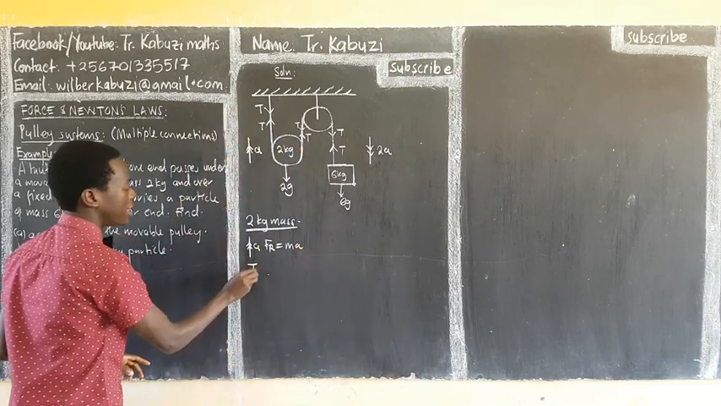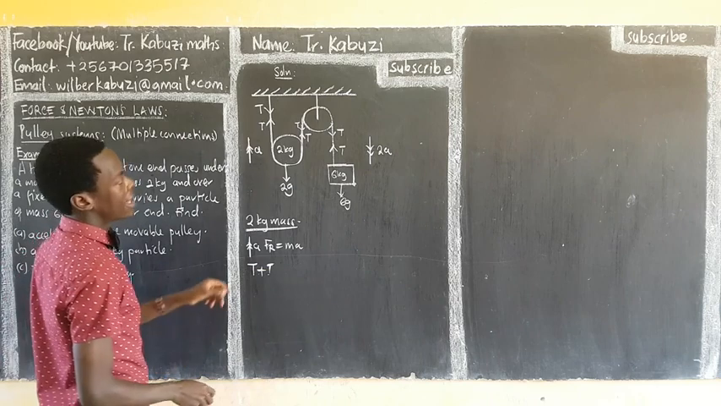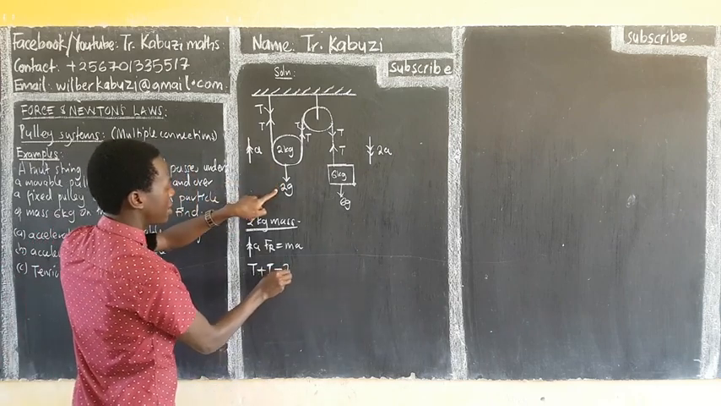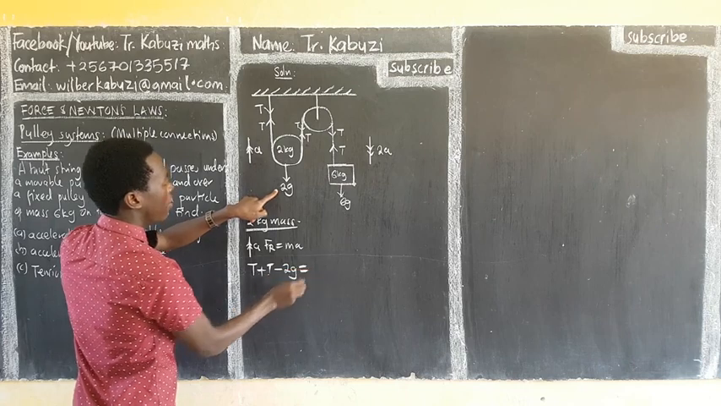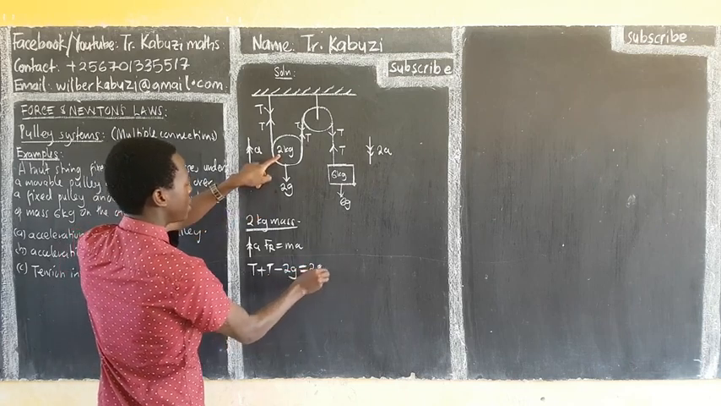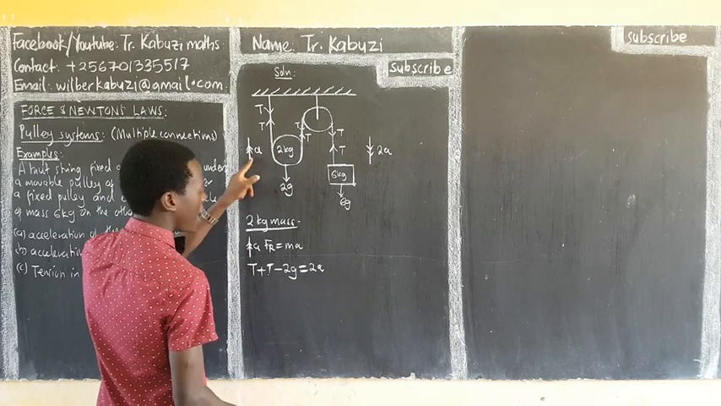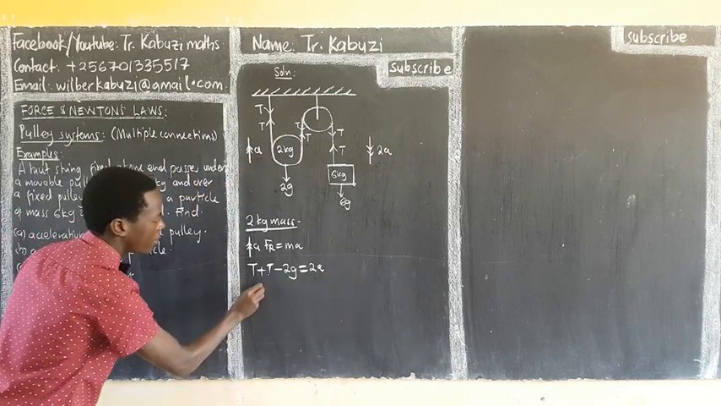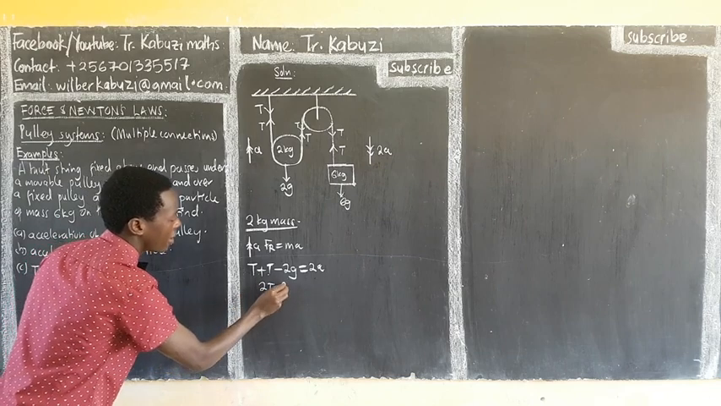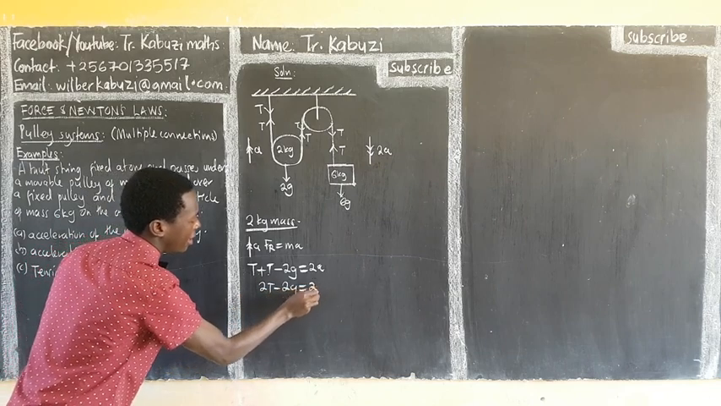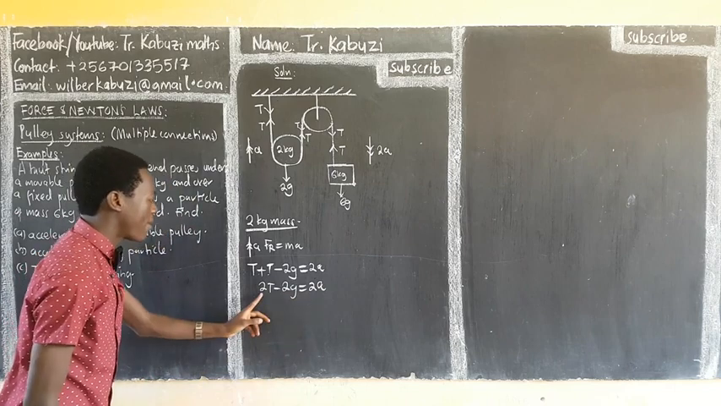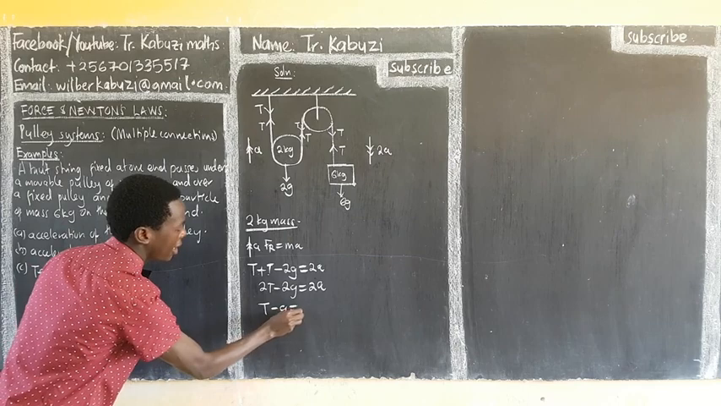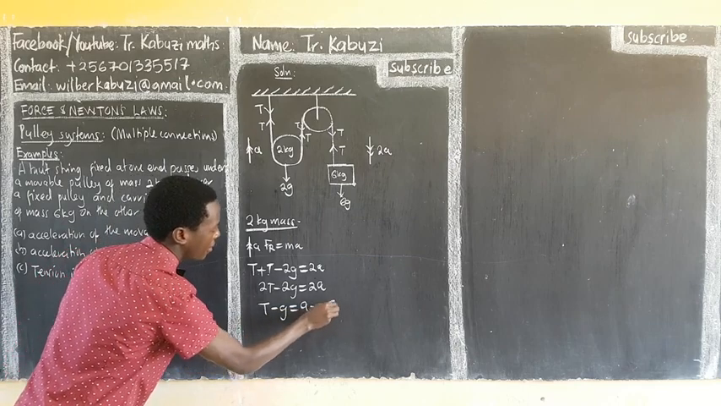So we have first of all T plus T. Is there anything which is pulling it down, that is opposing? Yes, this one. So we subtract 2g, which will be equal to the mass 2 times the acceleration, because here the acceleration is a. That's why here I'm having a. So it's like this one will be 2T, which you can easily divide through. That's why I'm now dividing through by 2: T minus g equals a, and I call this equation 1.